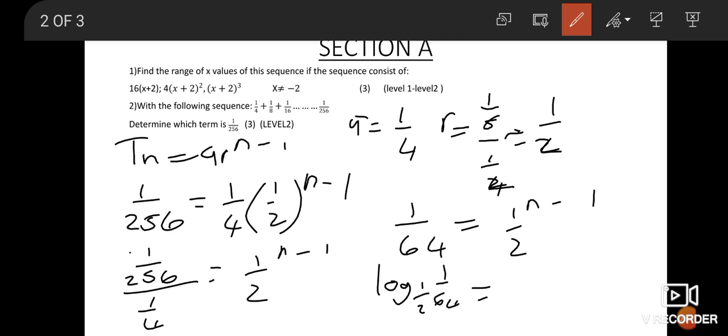Since we know you have to use the base there and the thing here, and since the whole n minus 1 is an exponent, you just leave it there as n minus 1. Then what we get from the answer is 6 equals n minus 1. Therefore, n equals 7. Then the term of that sequence is 7 for the 1 over 256.